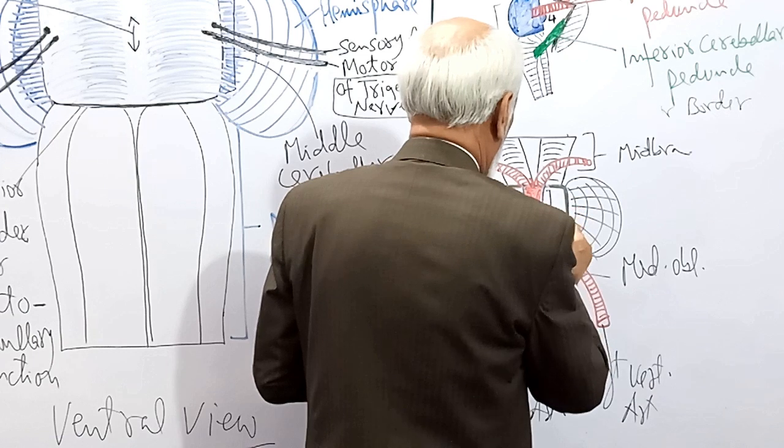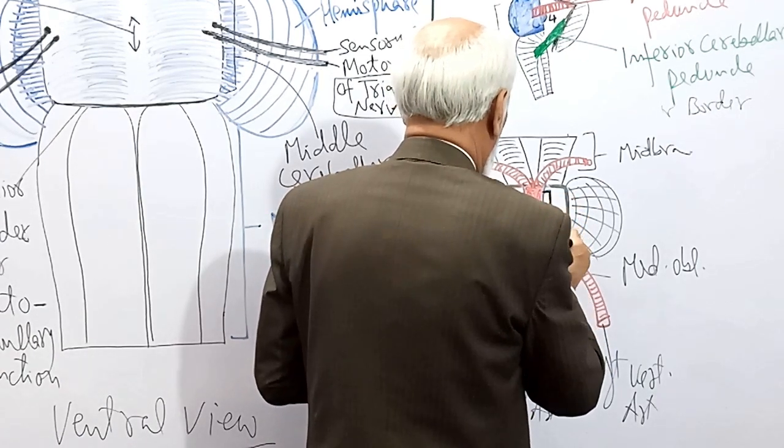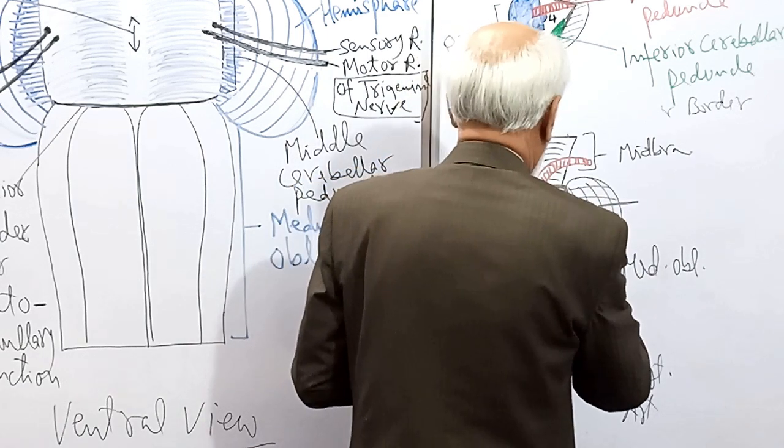This is the basilar artery ascending in the middle of the anterior surface of the pons.